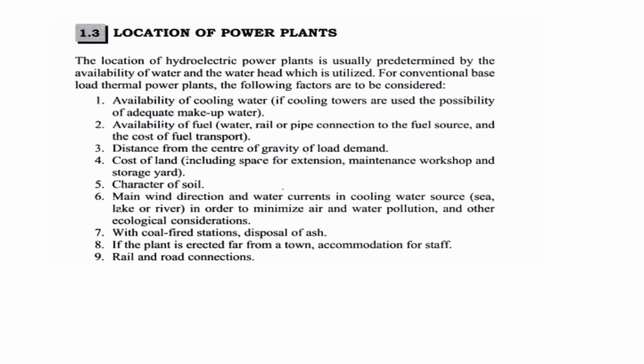A hydroelectric power plant is usually predetermined based on the availability of water, that is, near the dam, near the catchment area, like Mettur, Sathanur, and other hill areas, some hill areas in Nilgiri district, where we have continuous flow of water with high potential energy. There we can go for a hydroelectric power plant.